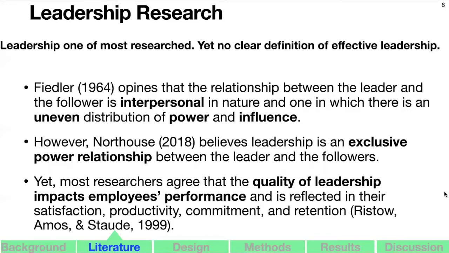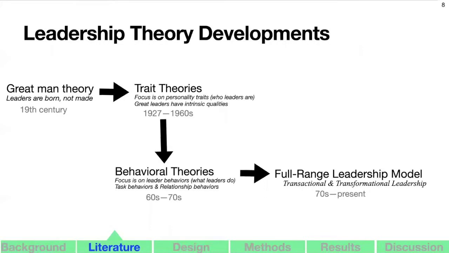So I will look a little bit at the development of leadership theory over the years. So leadership literature began with the great man theory of leadership, which posited that leaders are born, not made, and this evolved into the trait theories around the 1920s to 1960s, where leaders were studied on who they are, which came from the great man theory.